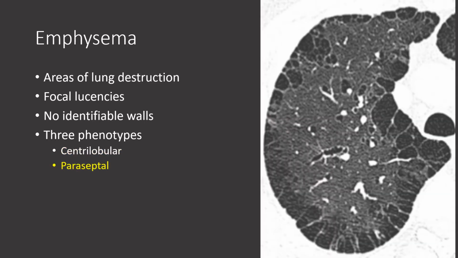Another distinct pattern of emphysema is paraseptal emphysema, where the emphysematous spaces are seen in the outer edges of the lung, as seen in this image on the right. This pattern is also most commonly seen in the upper lung zones. Again, notice the peripheral lucencies within the lung parenchyma out towards the edges of the lung.